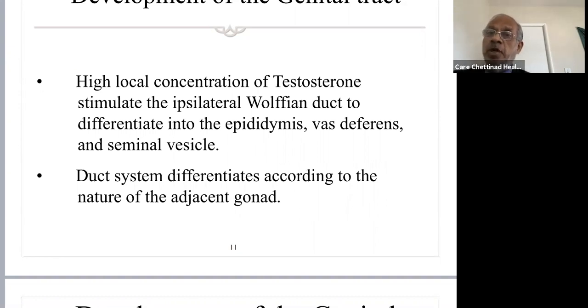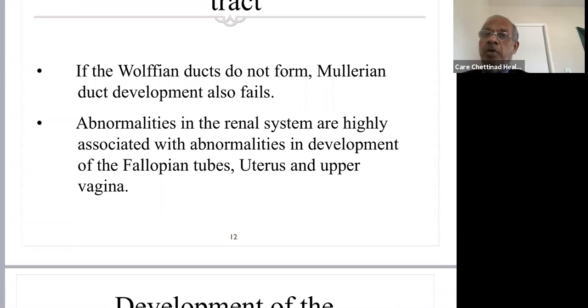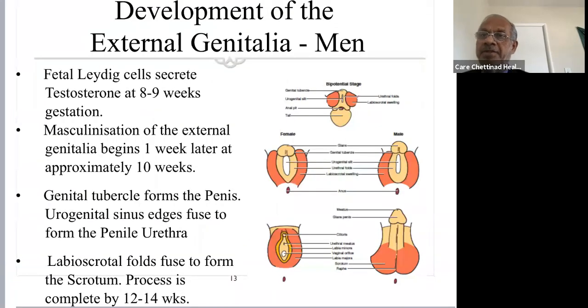The Wolffian ducts do not form. Mullerian duct development also fails. Abnormalities in the renal system are highly associated with abnormalities in the development of the fallopian tubes, uterus, and upper vagina. This gives you an idea about development of the external genitalia.